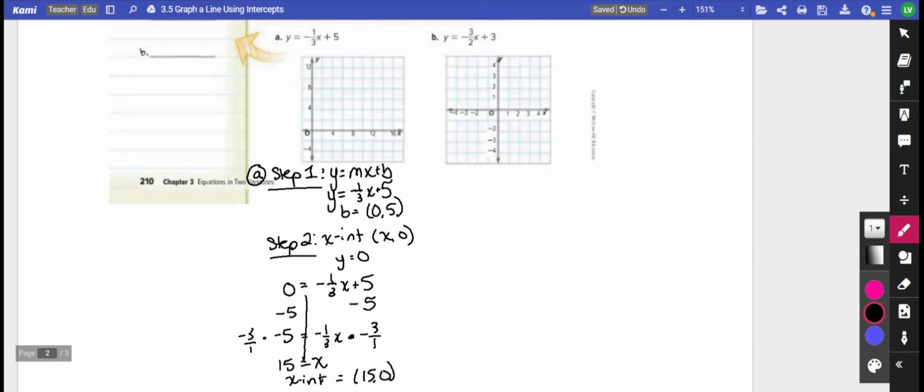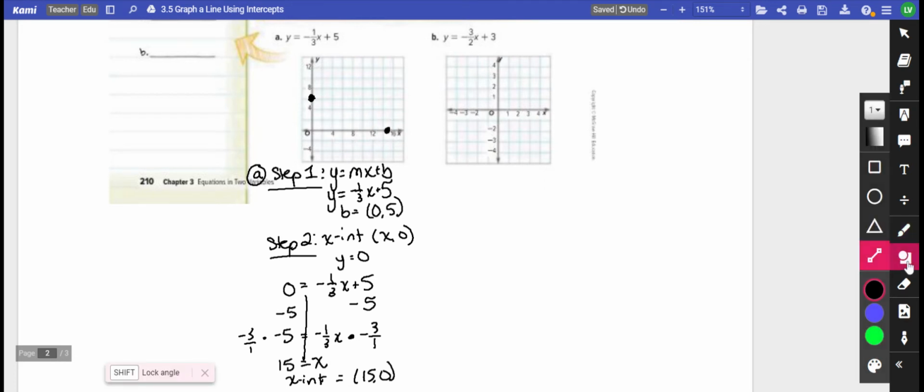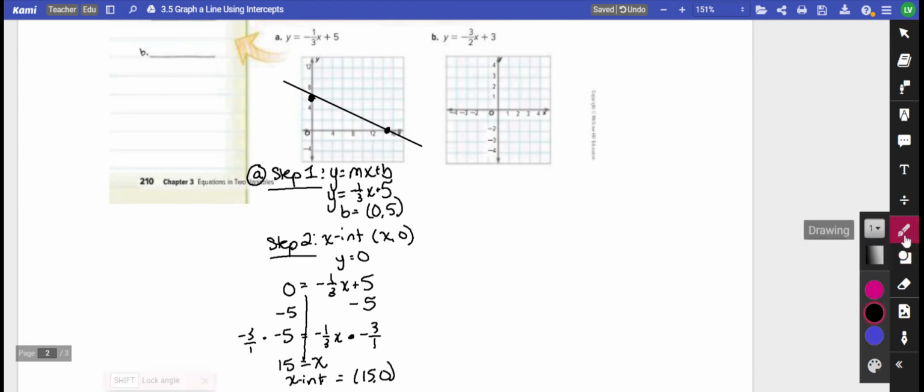So I want to go ahead and plot those points. That's step 3. So I'm going to start with 0, 5, and then 15, 0. Well, 15, 0 is about right there. Then I'm going to draw a line connecting these 2 points. Then I'm going to draw arrows on both ends. All right, letter B.